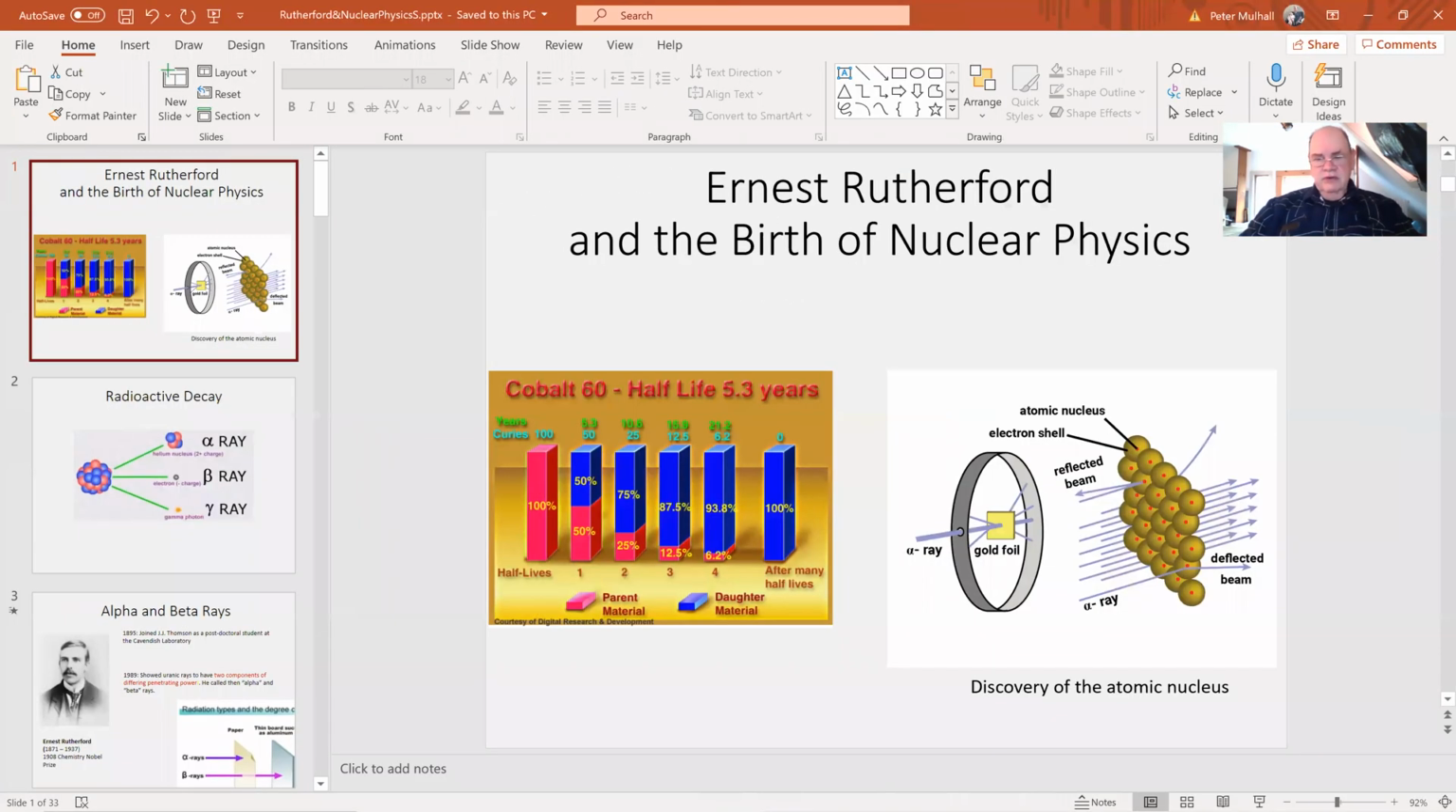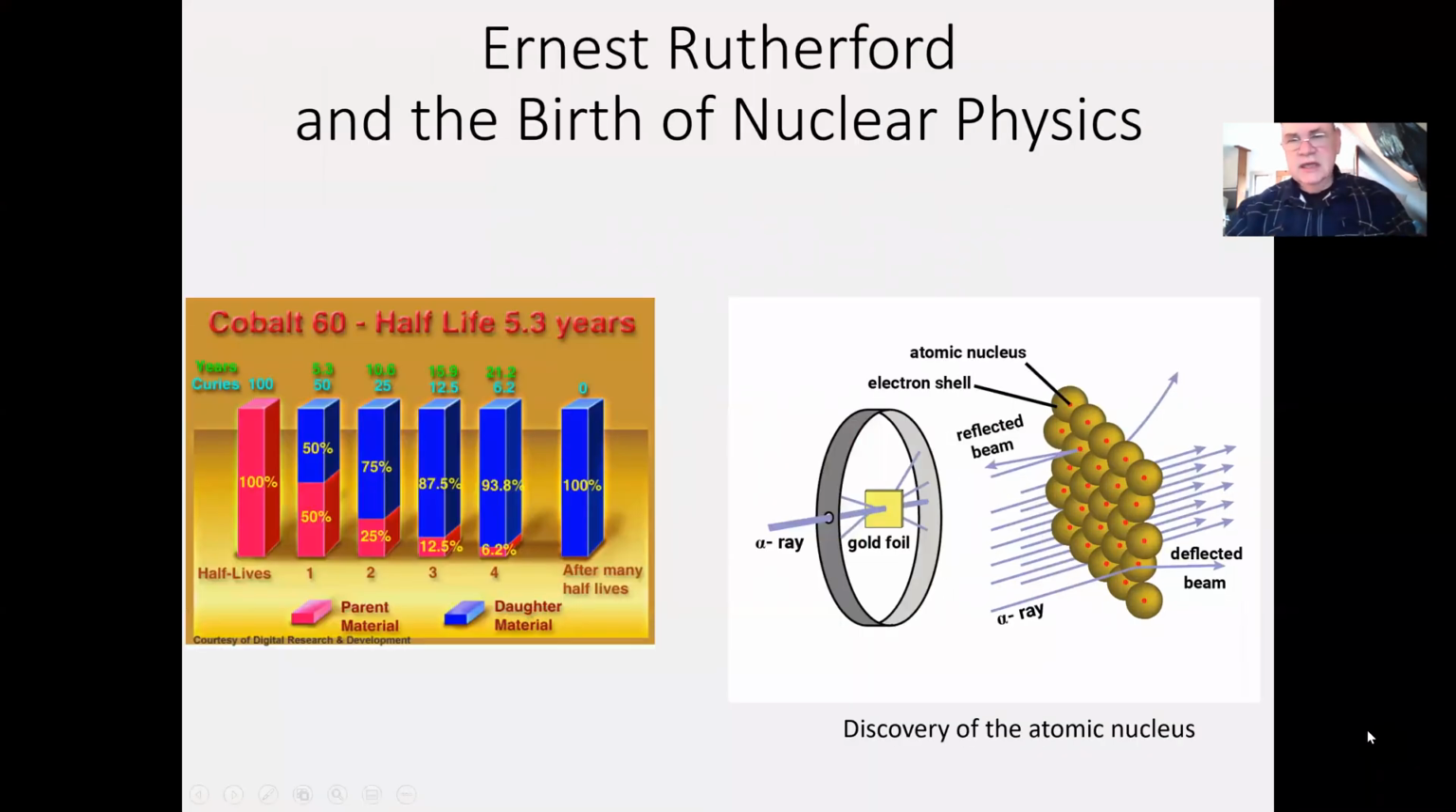All right, good morning, everyone. So our presentation today is going to be on radioactivity and what we learned about the atom and the nucleus in particular, using this phenomenon of radioactivity. The two big ideas are here in this first slide.